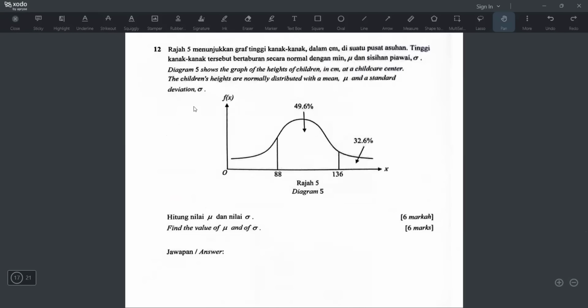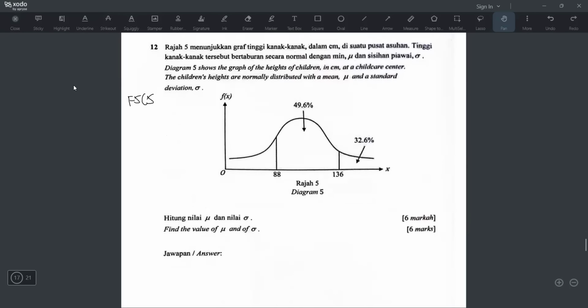Okay, number 12. I can see a bell-shaped curve, so definitely it's from chapter 5. This chapter is called probability distribution in BM, Taburan Kebarangkalian. Let's go. Diagram 5 shows the graph of the heights of children in centimeters at a childcare center. So, okay, this is height of children. The children's heights are normally distributed.